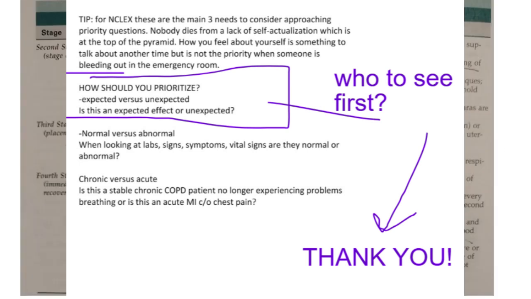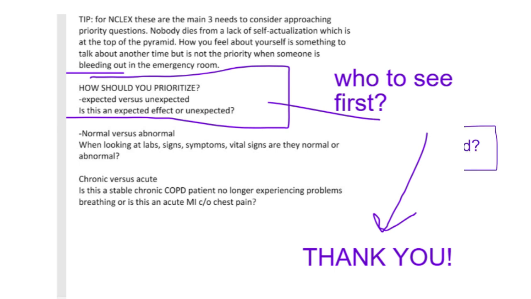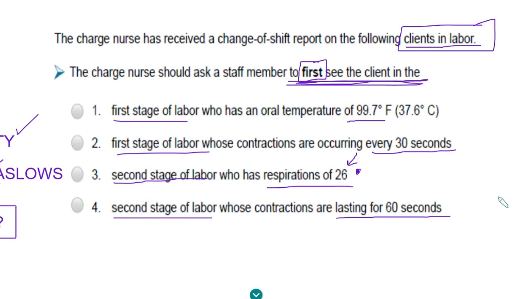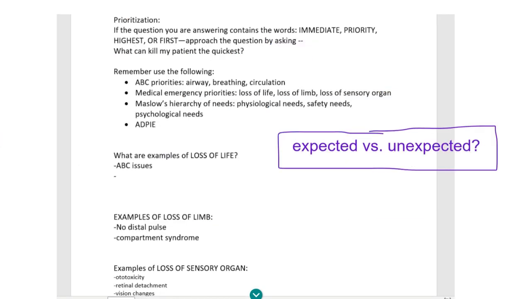So we're going to break down each of these stages and figure out what's expected or unexpected. Well, the first patient is in the first stage of labor, and they have a temperature of 99.7. Not too terrible of a fever if you're thinking fever or infection. First stage of labor, yes, your body's going through all these changes. It's just a response of the body. May not be that significant, 37.6 Celsius.